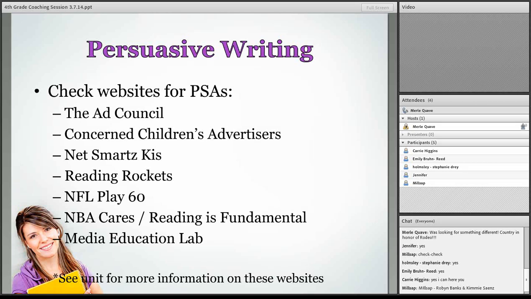Here's one that might not be good. Also, Concerned Children's Advertisers targets PSAs for children on varied topics, including active living, bullying prevention, self-esteem, and child safety, and so on. So in the unit itself, it lists all of these different websites, their addresses, and what you can find there. It's really good information that you should look at to prepare for this unit.